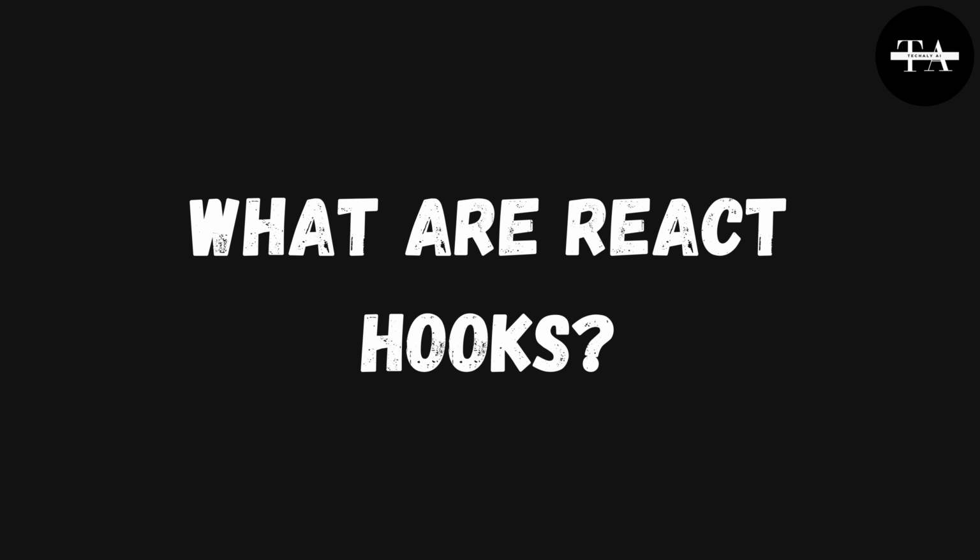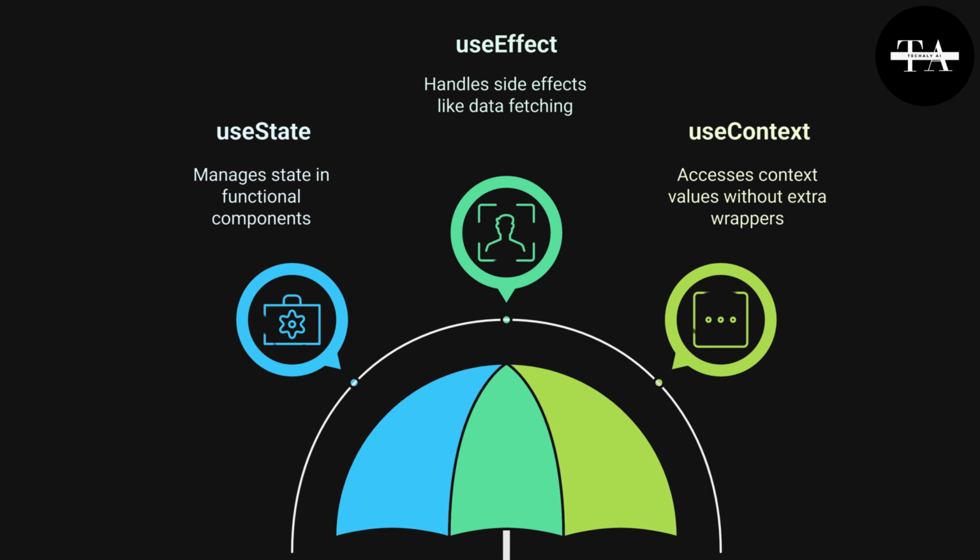What are React hooks? React hooks are functions that allow developers to use state and other React features in functional components. The most commonly used hooks are useState, for managing state in functional components. useEffect, for performing side effects in functional components, such as data fetching or subscriptions. useContext, for accessing context values without needing to wrap components in a context consumer.